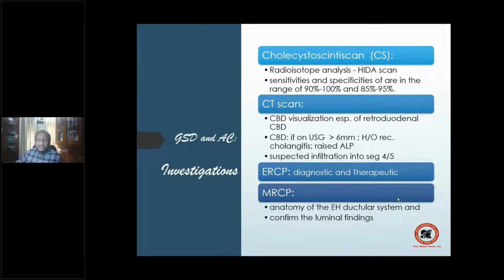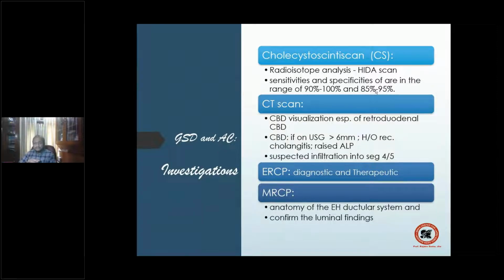Cholescintigraphy with radioisotopic analysis, the HIDA scan, has sensitivity and specificity in the range of 90 to 100% and 85 to 95%. Pretty good sensitivity and specificity, remember that. A very good investigation, but not routinely done because it involves radioisotopes and ultrasound serves equally well. So that should be reserved for select few patients where the diagnosis is not pretty clear.